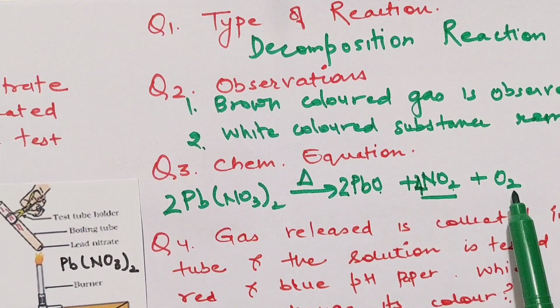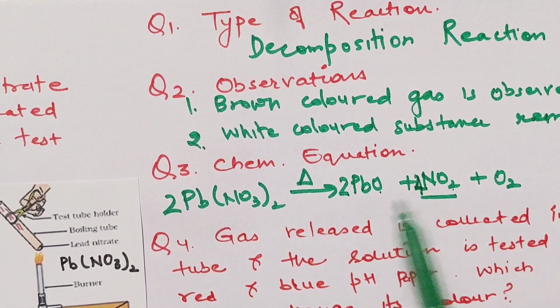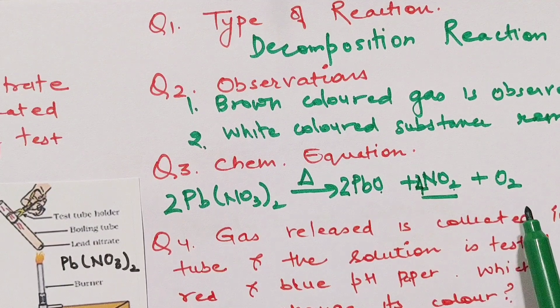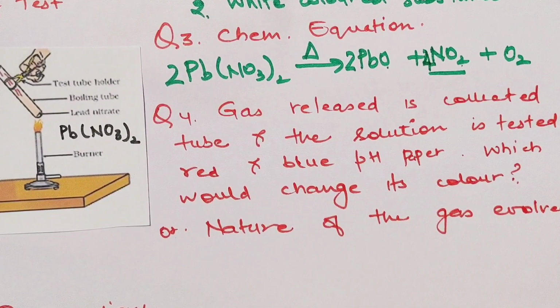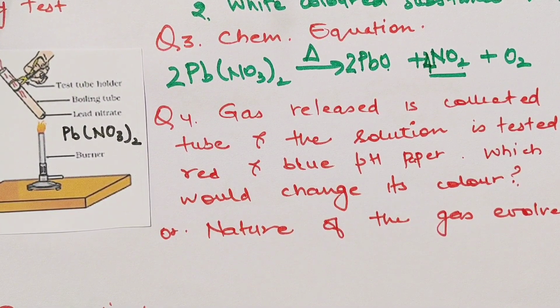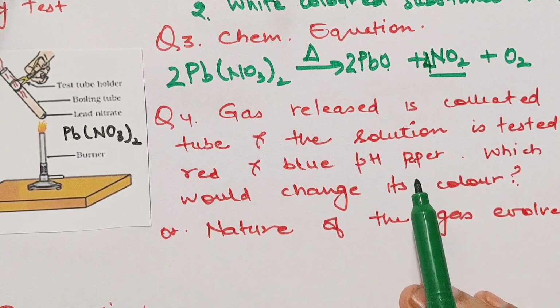And then obviously 2 more. Okay, so these are the total number of oxygen balanced. Now let's talk about the next question. This question is also very similar to the question that we have done.